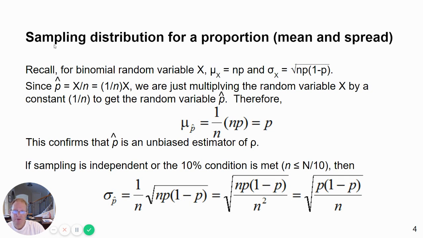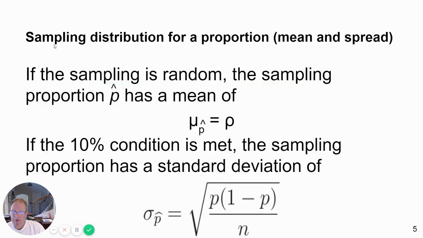Now you can pause here and work through this math and see that my math is correct, but I'm going to continue. I'll note this on the next slide. If sampling is random, the sample proportion p-hat has a mean of rho. So the condition that you need to show to know what the mean of p-hat is, we have to make sure that our sampling is random.